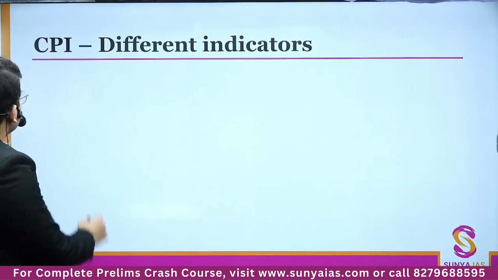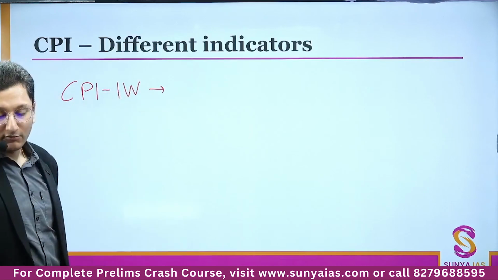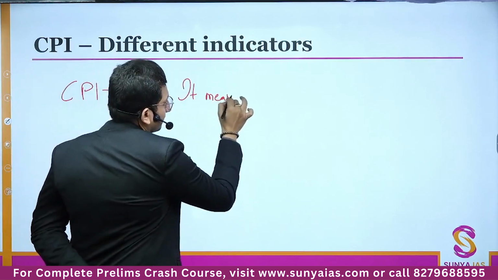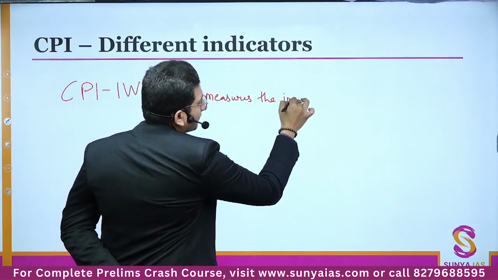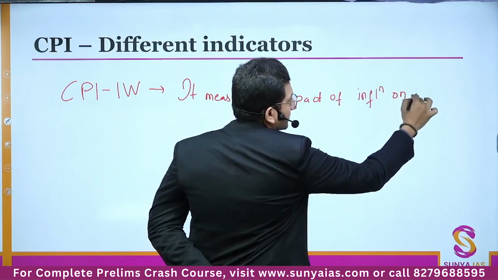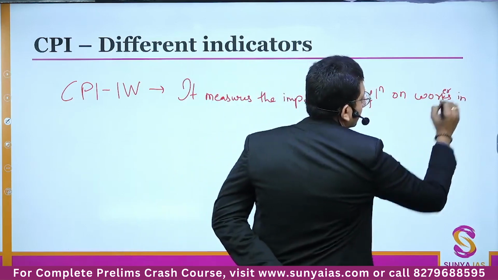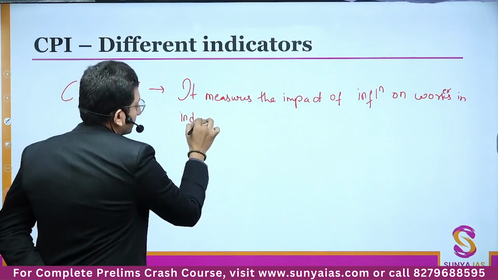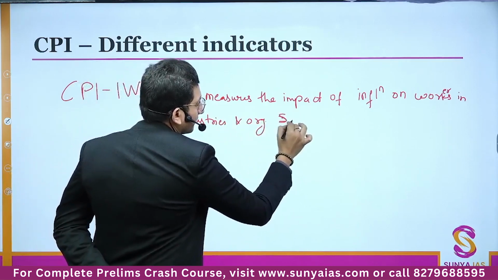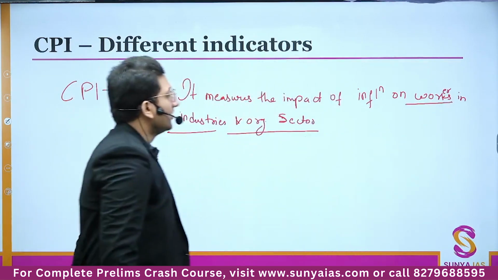The different indicator, the first one is the CPI-IW, that is industrial workers. CPI-IW measures the impact of inflation on workers in industry and organized sector. तो ये याद रखिएगा कि organized sector और industrial workers के लिए ये use होता है, ठीक है.